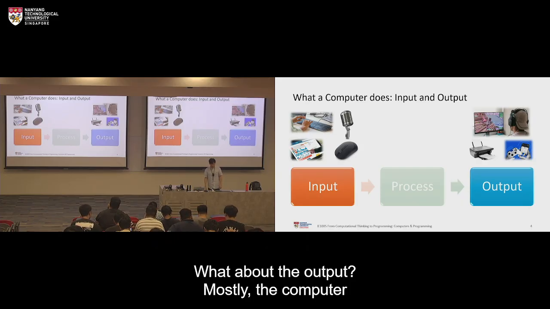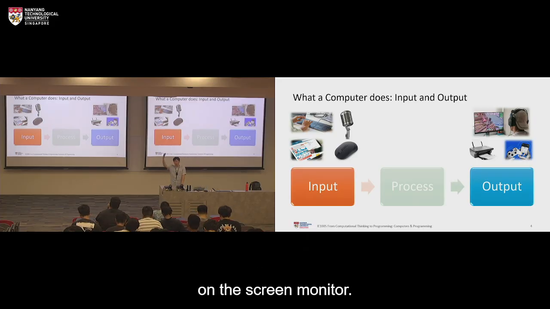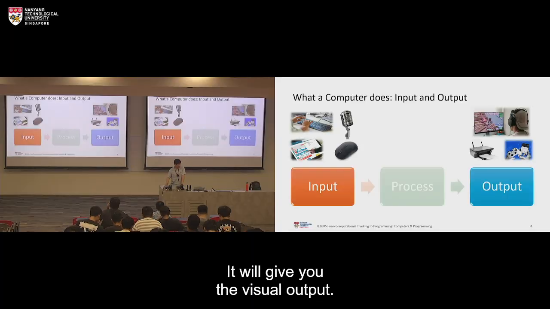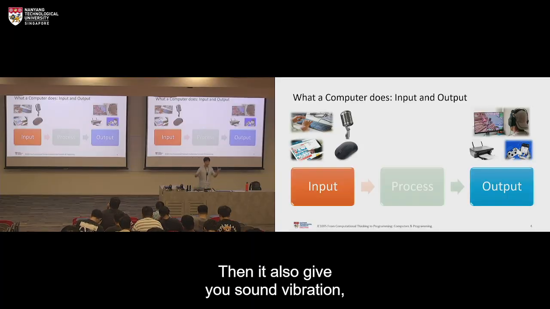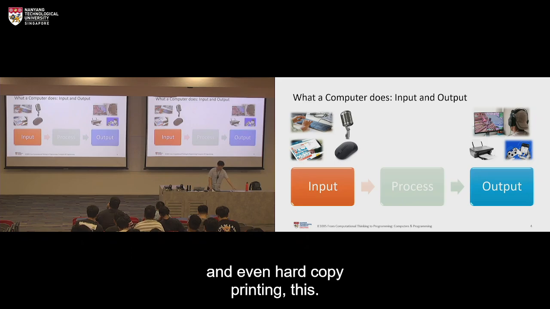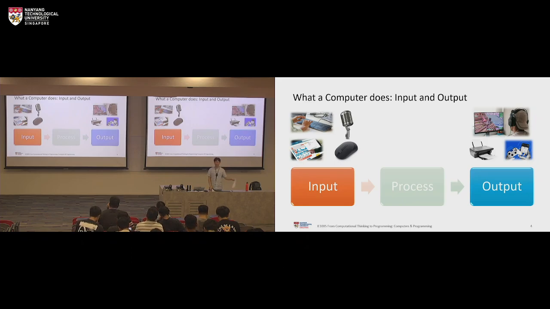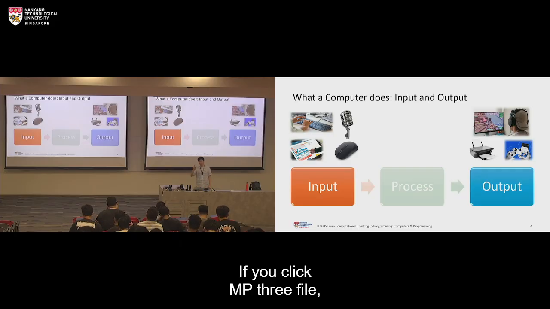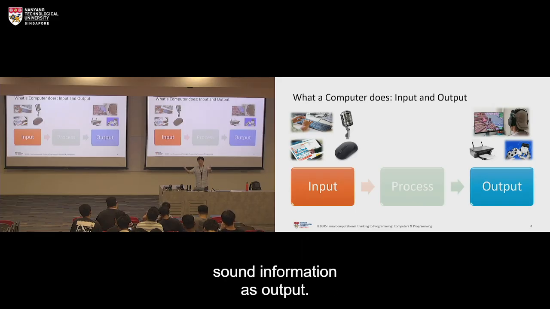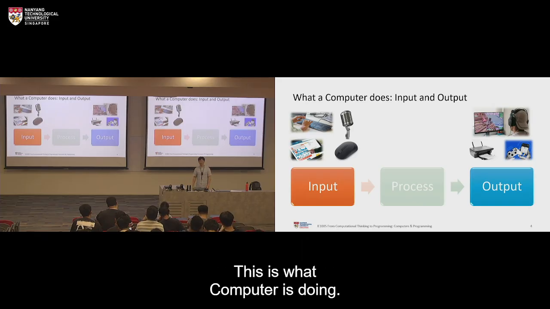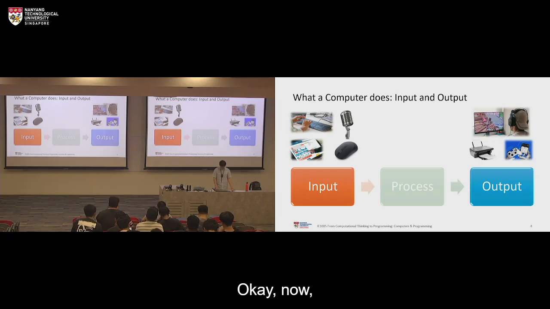And what about output? Mostly, the computer will give you the output on the screen, the monitor. So it will give you the visual output. Then it also gives you sound, vibration, and even hard copy printing, like this, right? So if you click an MP3 file, this is the input. Then the computer does the process. It will give you the sound information as an output, right? This is what a computer is doing.